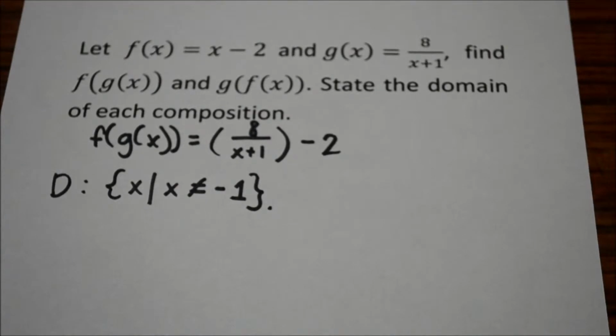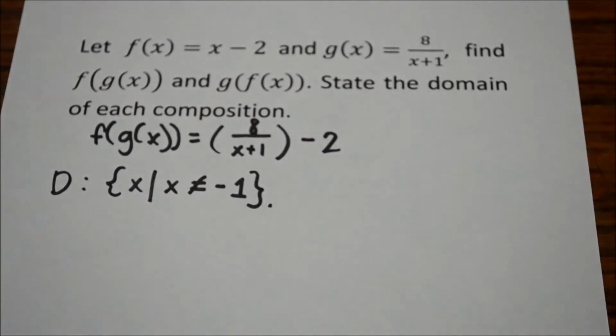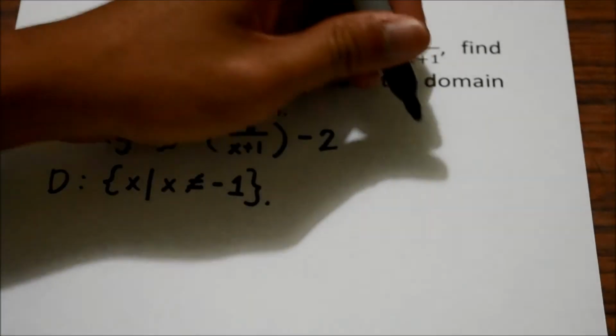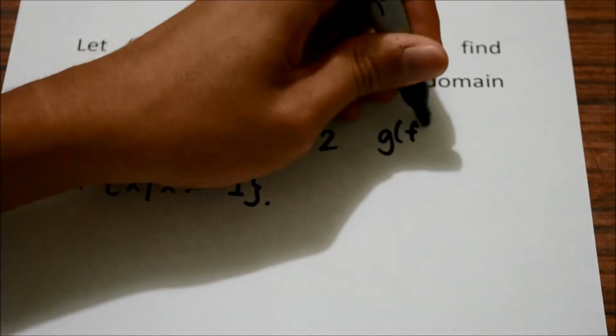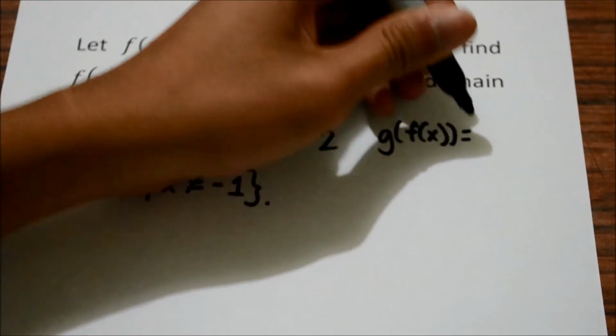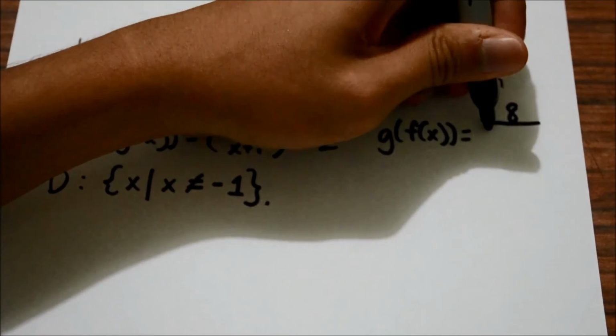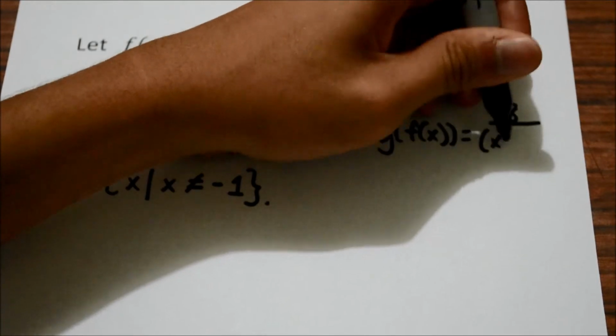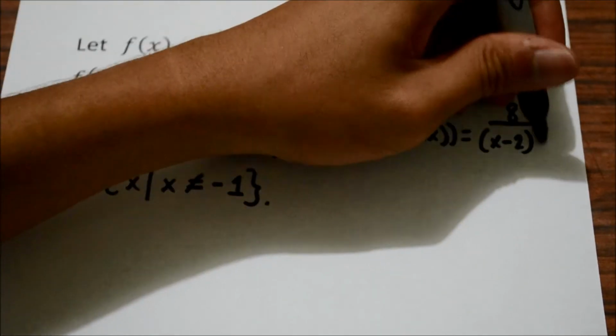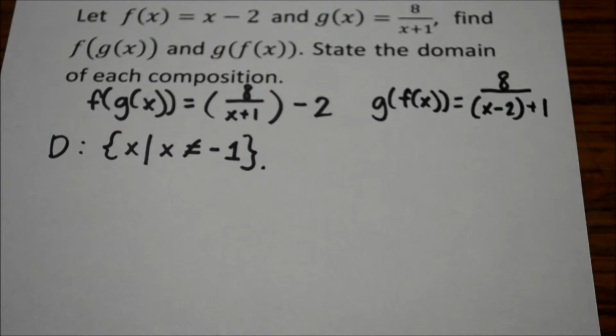Let's now go to the second composition function, which is g composed of f of x. This is the opposite, since it is the g of x function that is being modified by the f of x function. So the new composition would be g composed of f of x is equal to 8 over, open parentheses, x minus 2, close parentheses, plus 1. We can simplify the denominator, which will be x minus 1.